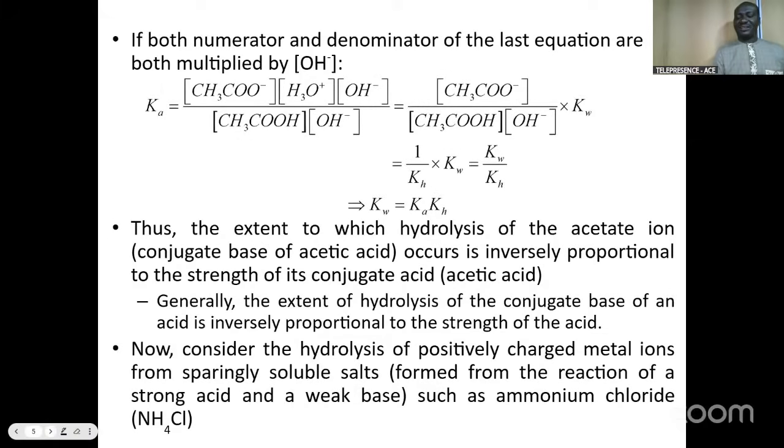Generally, the extent of hydrolysis of the conjugate base of an acid is inversely proportional to the strength of the acid. I'm just repeating myself, saying the same thing over and over again. Now let's look at the hydrolysis of positively charged ions from a salt usually formed from the reaction of a strong acid and a weak base, such as, for example, the ammonium ion. Okay, ammonium chloride. Now let's see that.